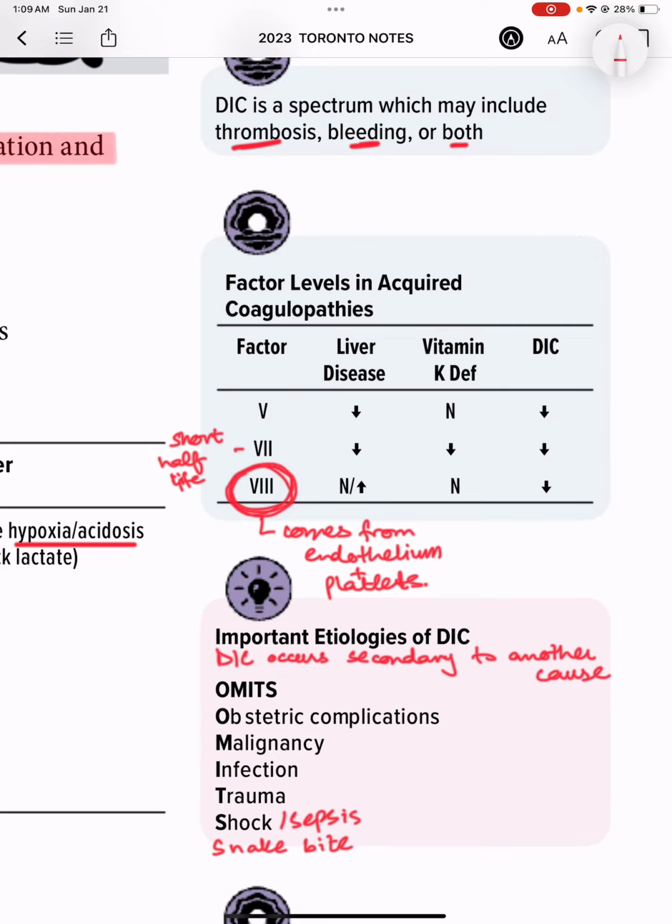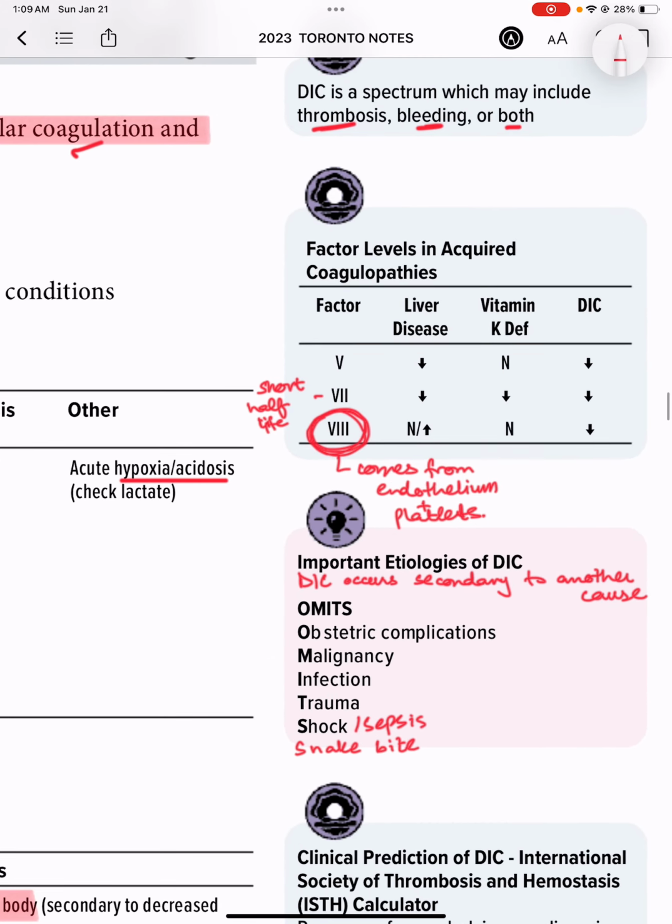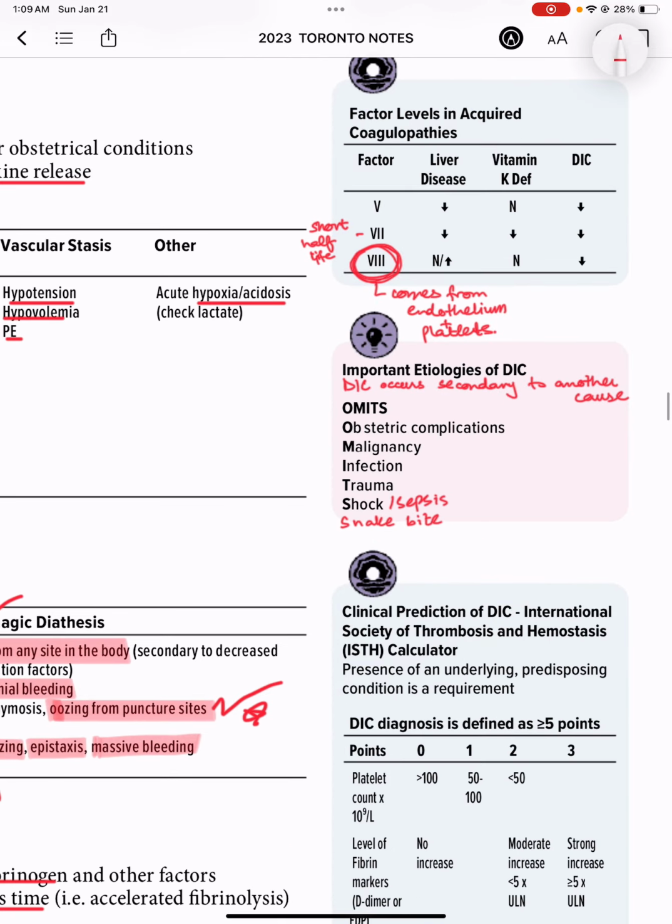Factor levels, we haven't read liver disease and vitamin K deficiency yet, so we're not going to discuss that, but let's see about DIC. So DIC would be having decrease in factor 5, 7 and 8, all the clotting factors. There will be decrease in all the clotting factors, but there is a thing that factor 8 comes from endothelium as well as platelets, so not just from the liver production. So it is still decreased because there is low platelet levels in here. So that is the reason.